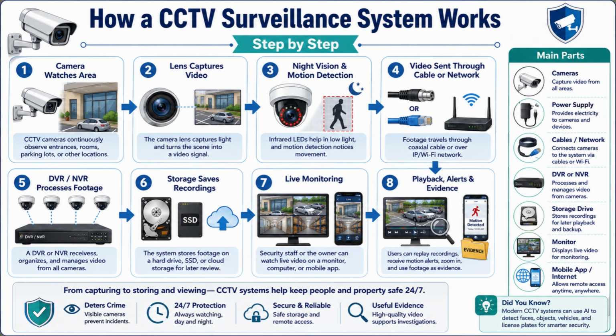Users can replay old recordings, receive motion alerts, zoom in on important details, and use the video footage as proof during investigations. Overall, the main parts of a CCTV surveillance system include cameras, power supply, cables or network connection, DVR or NVR, storage drive, monitor, and mobile app or internet access. Together, these parts help protect people, property, and important places 24 hours a day.